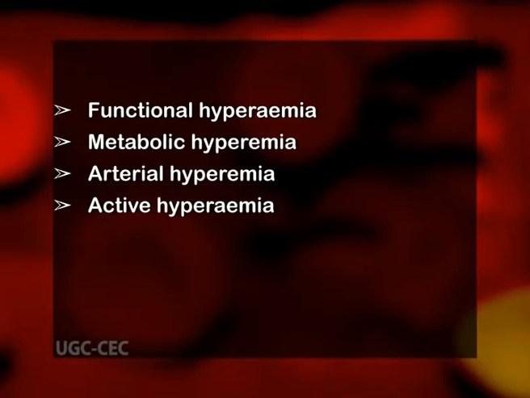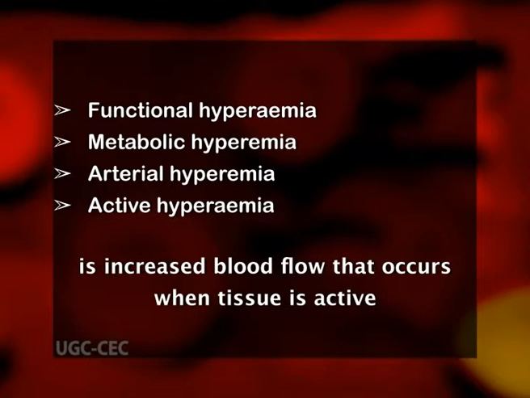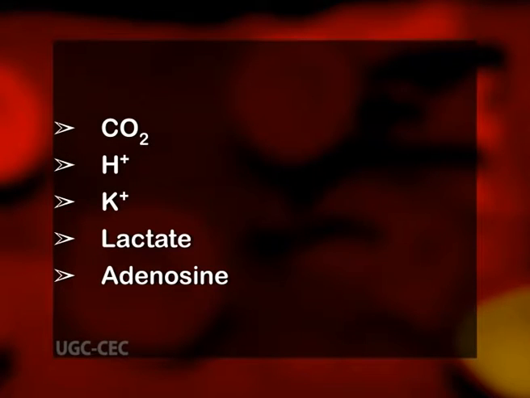Functional hyperemia, or metabolic hyperemia, or arterial hyperemia, or active hyperemia, is the increased blood flow that occurs when tissue is active. When cells within the body are active in one way or another, they use more oxygen and fuel such as glucose or fatty acids than when they are not. Increased metabolic processes create more metabolic waste. The byproducts of metabolism are vasodilators like carbon dioxide, H+, K+, lactate, adenosine, etc.